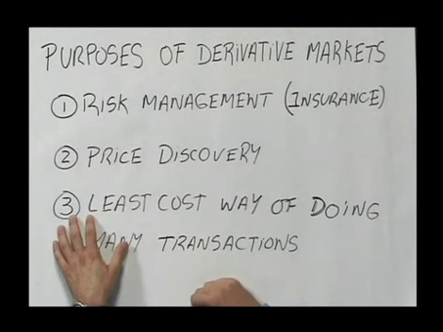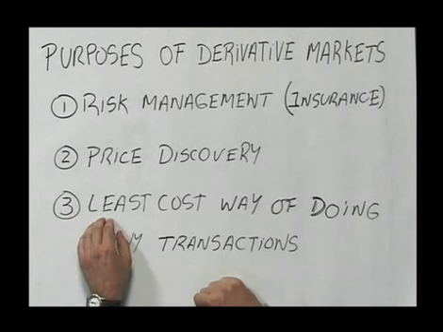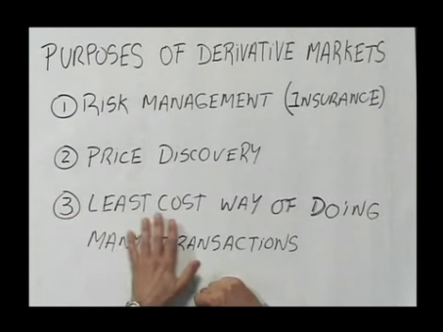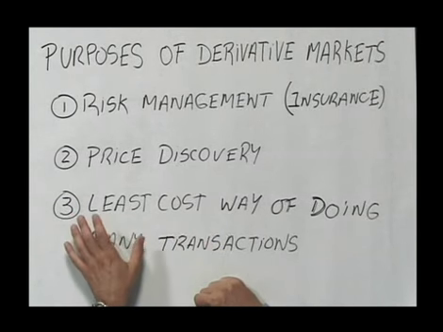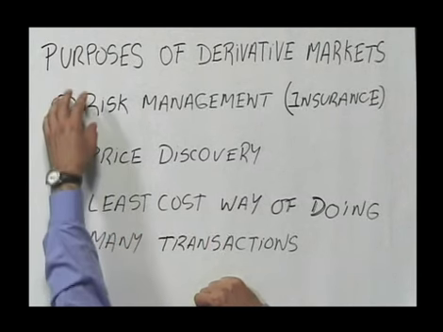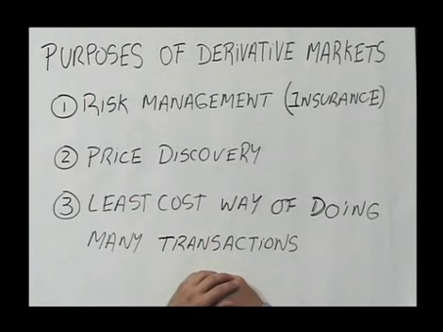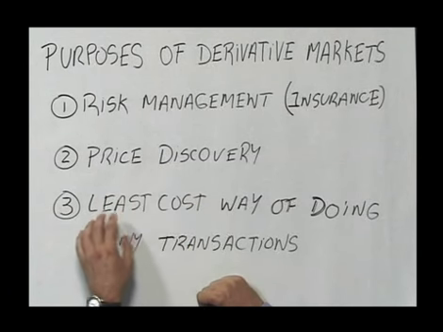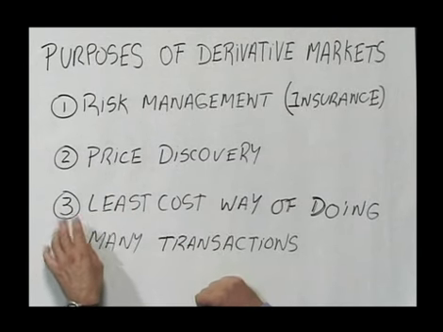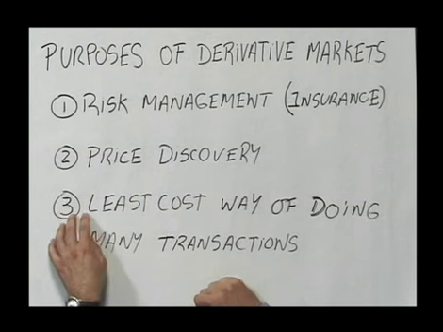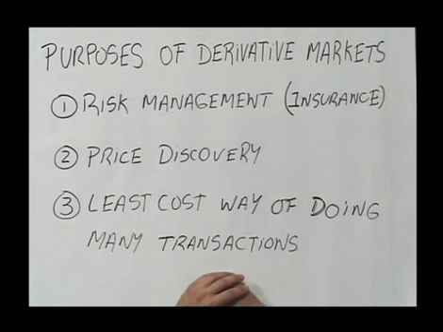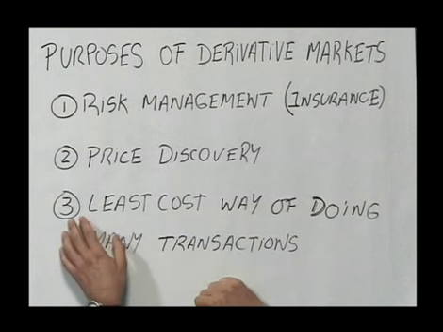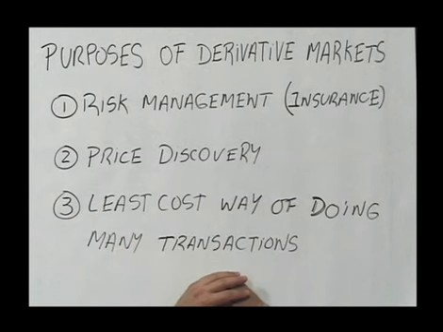And the third function is that derivative markets allow you to do certain transactions with the lowest cost possible. So remember, risk management or the insurance function is perhaps the most important, but price discovery is quite important too, and never forget about the least cost way of doing many transactions that would be extremely more expensive if you wanted them done in a different way.